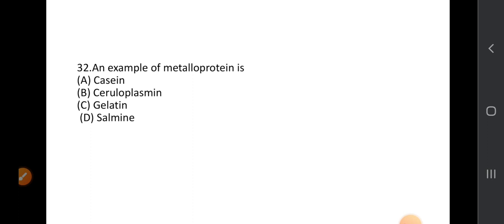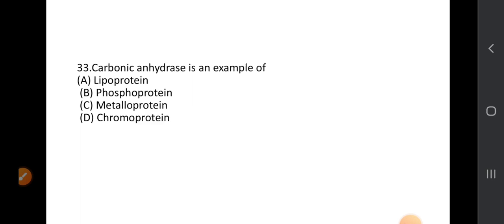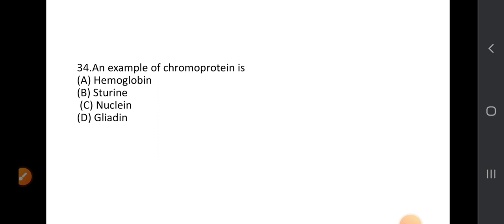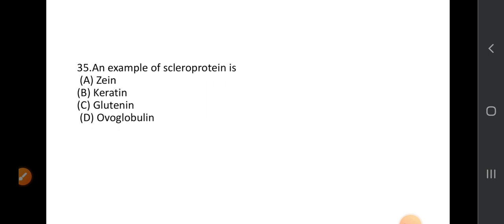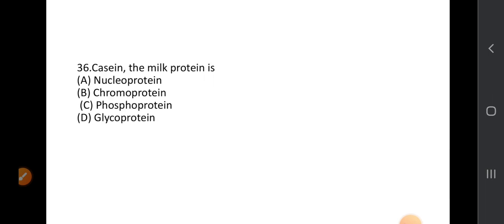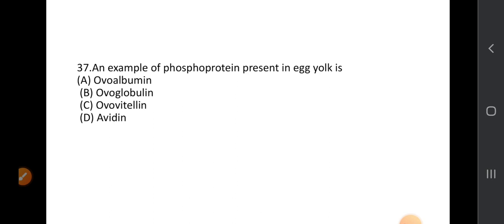32 question says an example of metalloprotein is casein, ceruloplasmin, gelatin, salmine. 33rd question says carbonic anhydrase is an example of lipoprotein, phosphoprotein, metalloprotein, or chromoprotein. 34th question says an example of chromoprotein is hemoglobin, styrene, nuclein, or gliadin. 35th question says example of scleroprotein is zein, keratin, lutein, or ovoglobulin. 36th question says casein, the milk protein, is a nucleoprotein, chromoprotein, phosphoprotein, or a glycoprotein. 37th question says, an example of phosphoprotein present in egg yolk is ovalbumin, ovoglobulin, ovovitellin, or avidin.